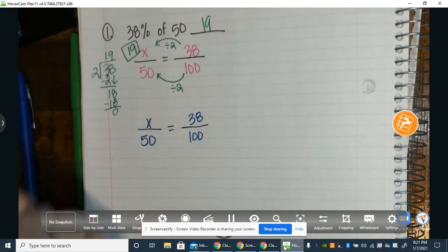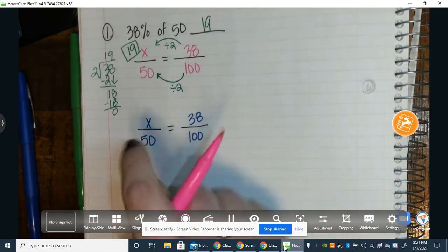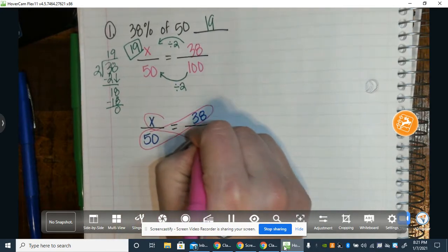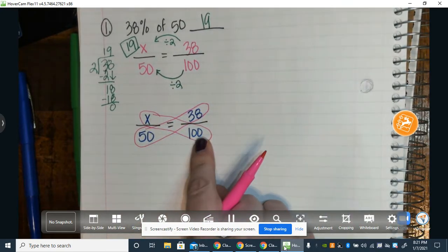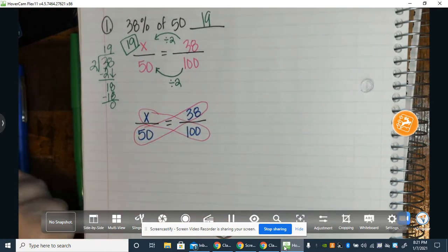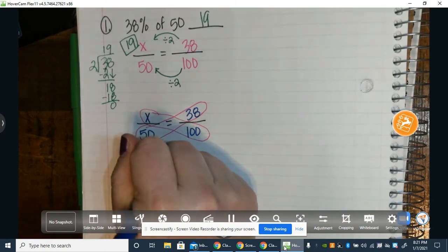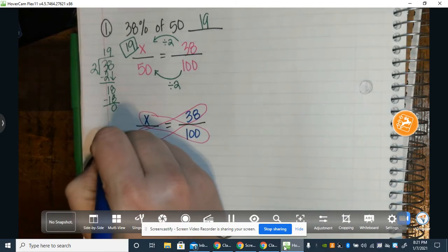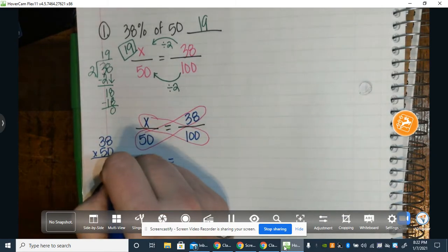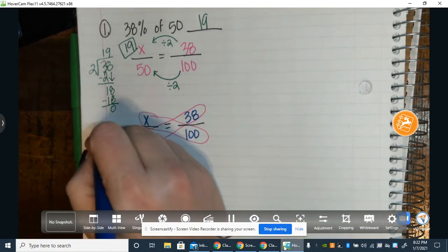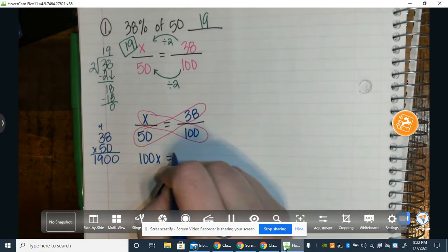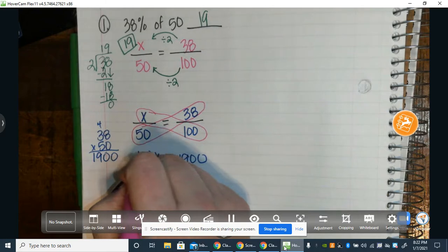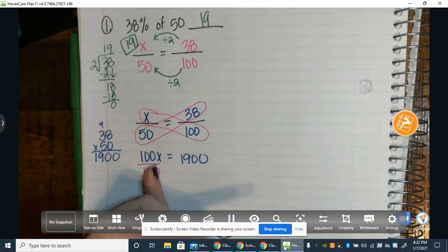So how can I figure out what this x is, this missing number? The foolproof method is cross multiply and divide. So cross multiply, 100 times x gives me 100x is equal to, well, 50 times 38. I'm going to come over here, 38 times 50, drop a 0, 5 times 8 is 40, drop a 0, carry a 4, 15, and 19. So it's 1,900. Now we need to isolate the x, get it by itself, so we're going to divide each side by 100. So if I do it to one side, I must do it to the other.